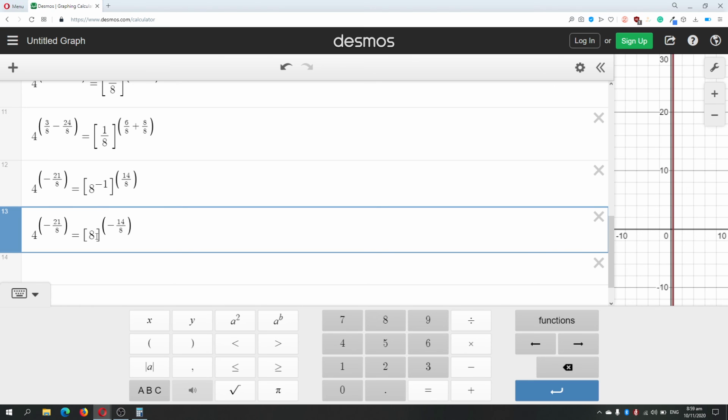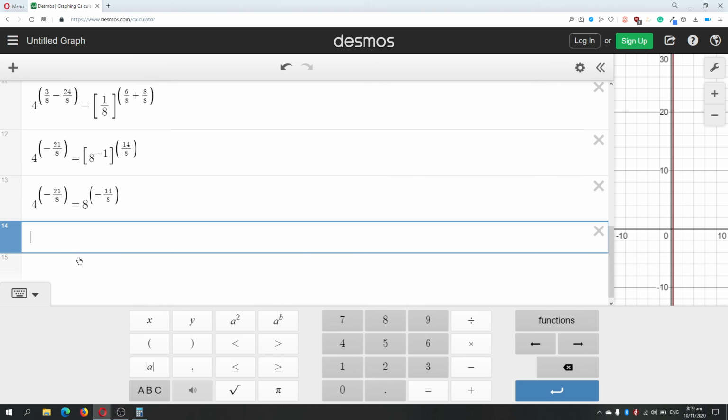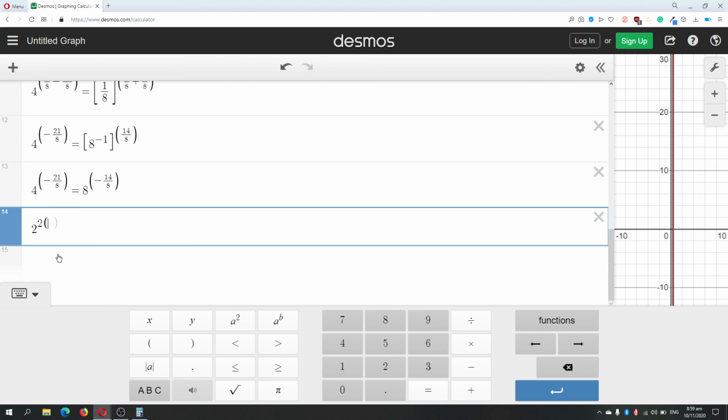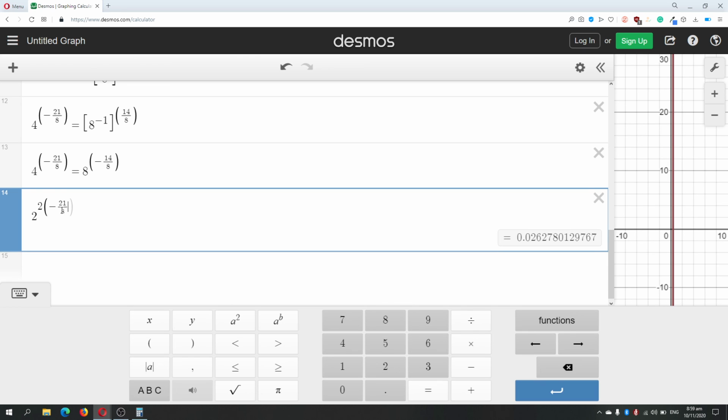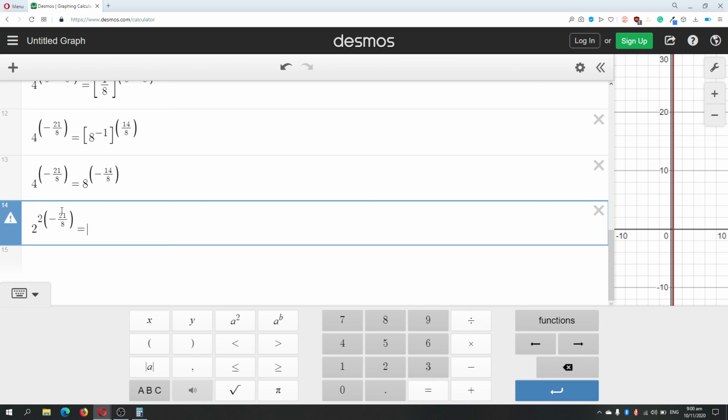Okay. Para maging parehas yan, ganito yung gagawin natin. Express natin to in base form. So, that is 2 raised to 2 multiplied by negative 21 over 8. Then, is equal to yung 8. Pwede natin i-divide or kunin sa base form, that is 2 raised to 3, and multiply by negative 14 over 8.